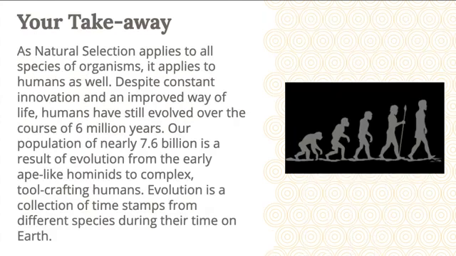So what's your takeaway? As natural selection applies to all species of organisms, it applies to humans as well, just not as much. Despite constant innovation and an improved way of life, humans have still evolved over the course of 6 million years. Our population of nearly 7.6 billion is a result of evolution from the early ape-like hominids to complex, tool-crafting humans. Evolution is a collection of timestamps. Think about that, a collection of timestamps from different species during their time on Earth.